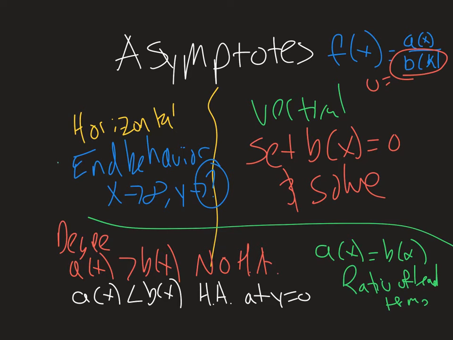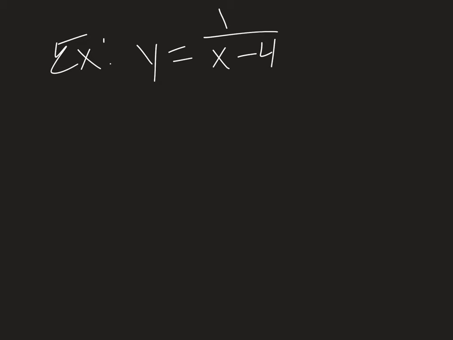Now, me personally, I like the end behavior because then I don't have to remember 3 rules. I just learn the one and I look at the whole function. Ask myself, what happens as x gets really, really big? Where does it go? And that answers my question. That'll tell me where my horizontal asymptote is. So let's put this to practice.